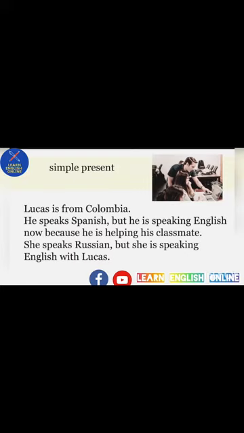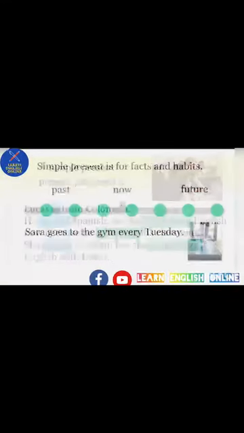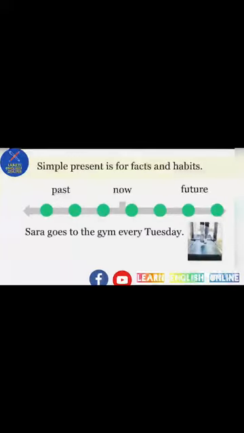The simple present verbs are is, speaks, and speaks again. And do you see the present progressive? Is speaking. Progressive needs the be verb and a verb with ing. Let's review when to use these forms. Simple present is for facts and habits. Sarah goes to the gym every Tuesday.